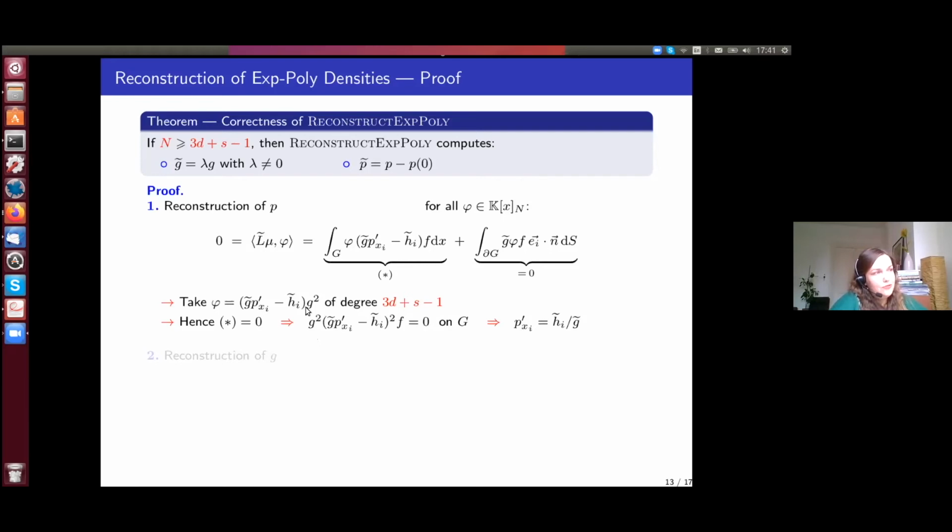So, of course, since this cannot be 0, we get this. We get P prime equal H tilde over G tilde. So this means that we have reconstructed P exactly. And for the reconstruction of G, we use the fact that this is just a gradient, G prime over the norm of G. And in the same idea, here we take something to make a square. But this only requires degree 2D minus 1. So the max is this one.